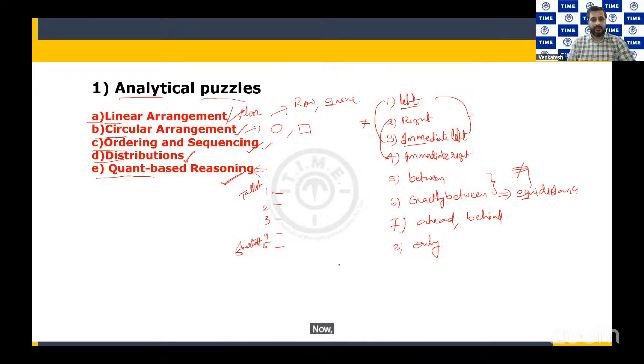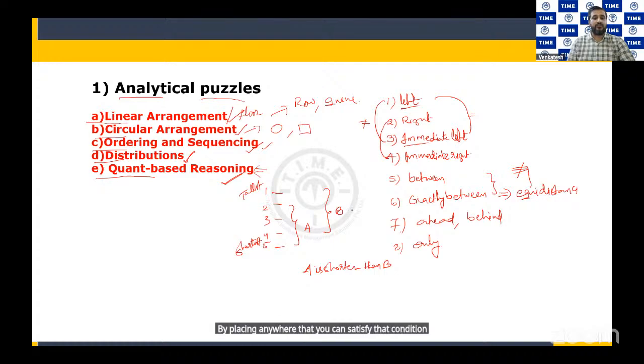Now it is said that A is shorter than B. When it is said that A is shorter than B, A could come in any of these places, and B can come in any of these four places. By placing them anywhere that you can satisfy that condition, A is shorter than B.